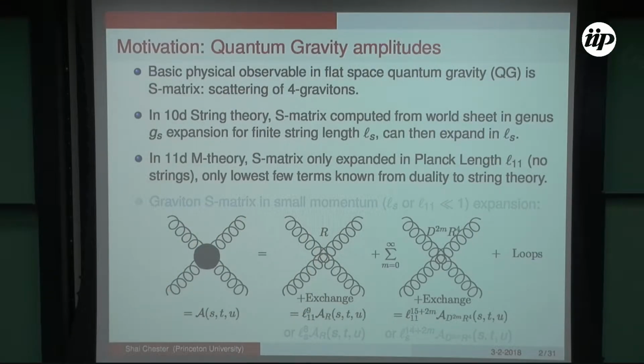The other theory of quantum gravity, which is related, is M theory, which naturally lives in 11 dimensions. In this case, the S matrix is only expanded in Planck length because there's no strings. So there's no dimensionless parameter, there's just the one dimensionful parameter of Planck length, which you can also think of as a small momentum expansion. Because there's no world sheet, there's no independent way of computing this amplitude, and so in practice, only the lowest few terms are known by relating them with dualities to known string theory amplitudes.